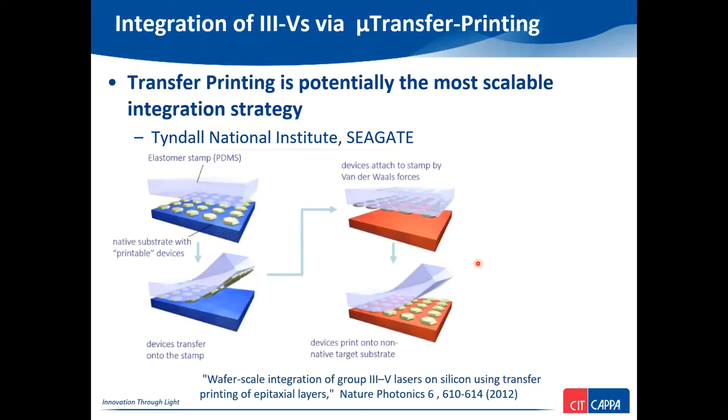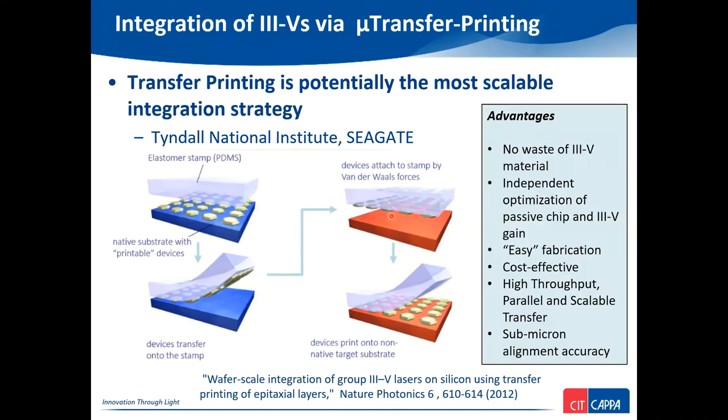In terms of long-term, one of the ultimate techniques for scalable integration is the technique known as microtransfer printing, which was initially developed by the Tyndall National Institute and Seagate, which basically consists of transferring dies from one wafer to another. This case consists of using a stamp to pick up devices off their native substrate, and then bring them across to whatever substrate you require, in which case these transfer dies are bonded to the second substrate using van der Waals forces.